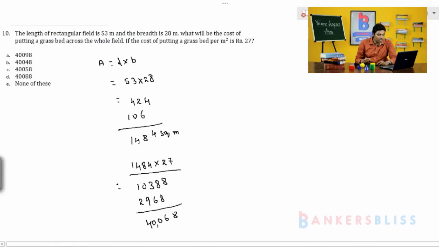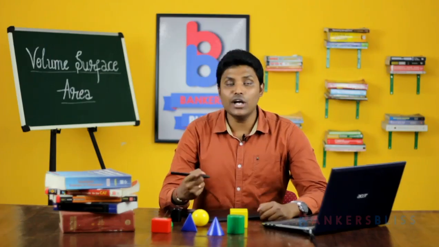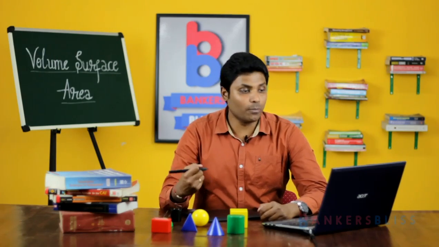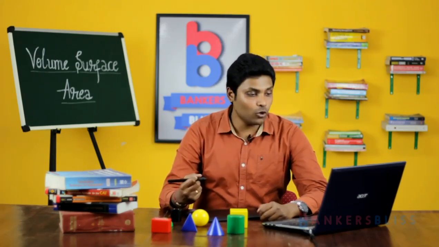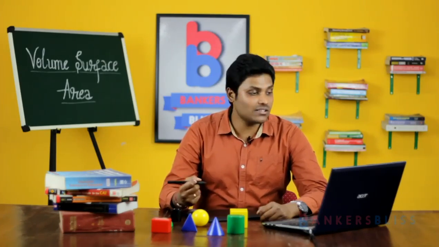So 40,068 rupees. So your answer is none of these. Okay, very simple thing, we calculate the total area. Per square meter it is 27 rupees. Then for the total area how much will it be? So 1484 is the total square meters, into 27 if we do, we are going to get 40,068. That is the answer. So here the answer is none of these.